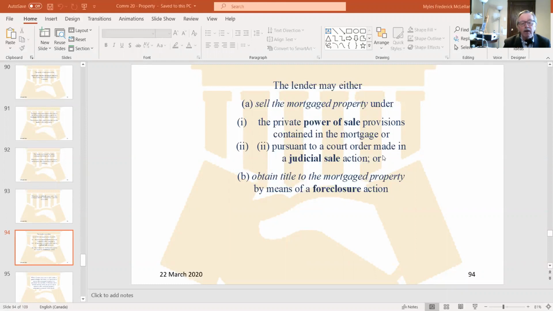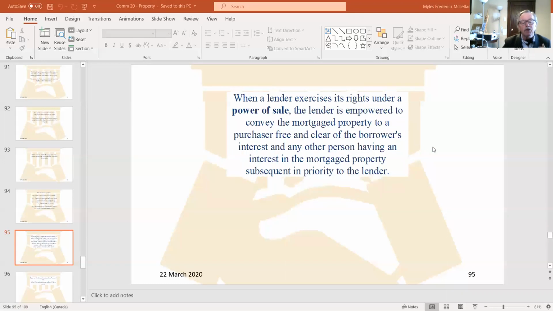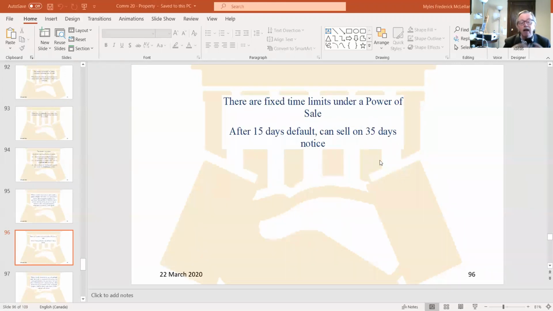They can do it with a court order pursuant to a judicial sale. And lastly, instead of selling the property, they can actually obtain the title. They become the owner of the property by way of what's called a foreclosure. Right? And that's a very old and well-known term. All right, so with respect to the first option, a power of sale, the lender exercises their rights under the mortgage to a power of sale, which simply means that, giving the appropriate periods of time to the mortgagor to pay them back, if they don't meet those time periods, then the property can be sold by the mortgagee. And these time frames are this.